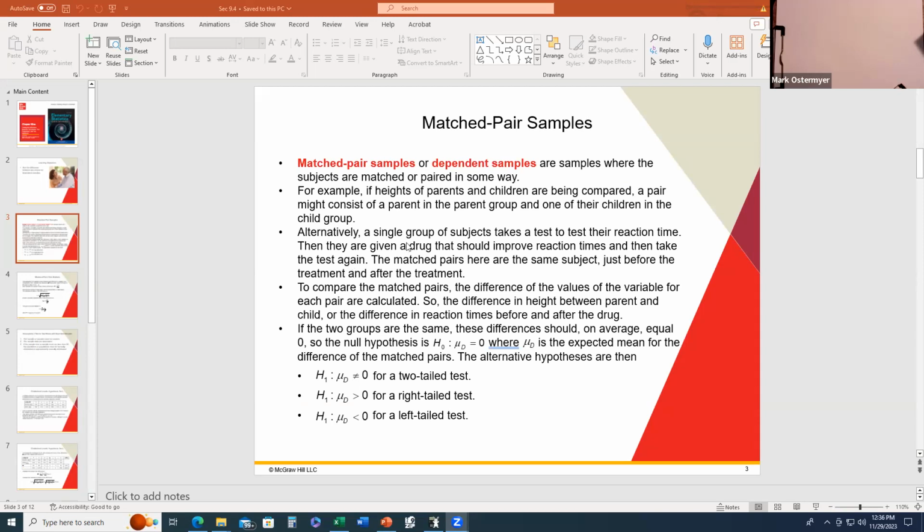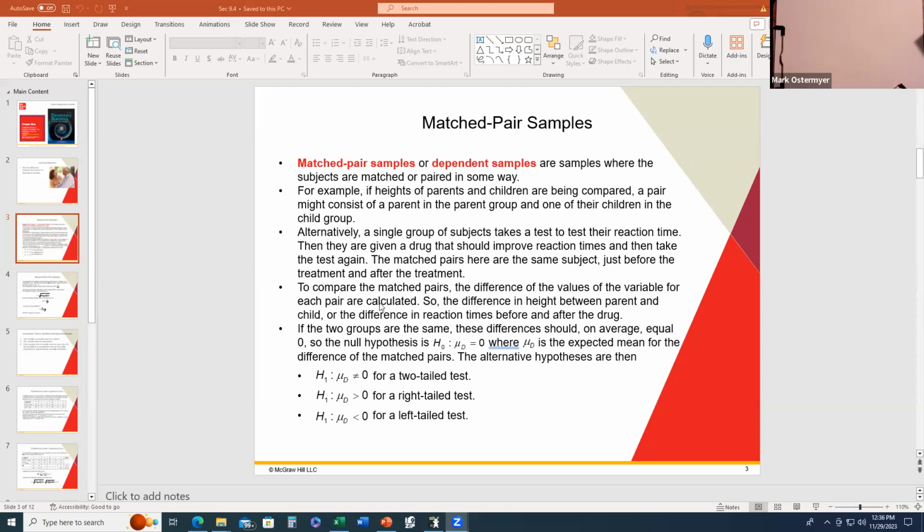Another example would be a single subject who is subjected to two different things, and those two different things are considered two different populations. For instance, a single group of subjects takes a test to test their reaction time. Then they are given a drug that should improve reaction times, and then they take the same test again. We keep the time to complete the first test paired with the time to complete the test after they're given this reaction enhancement. We keep those paired. All right, and for that reason, we call it a matched pair sample here.